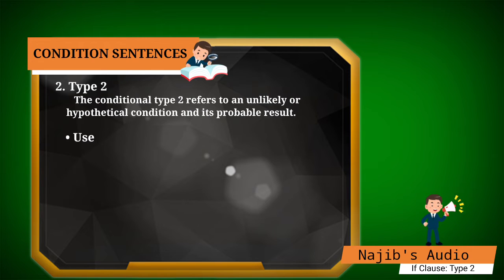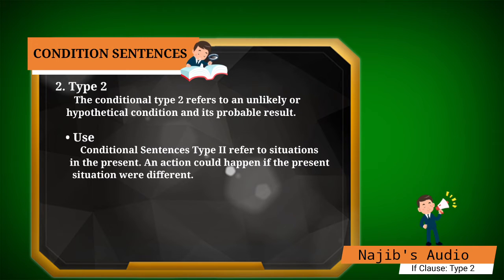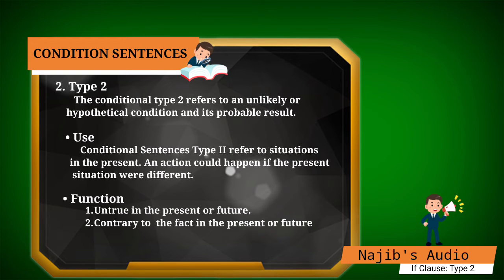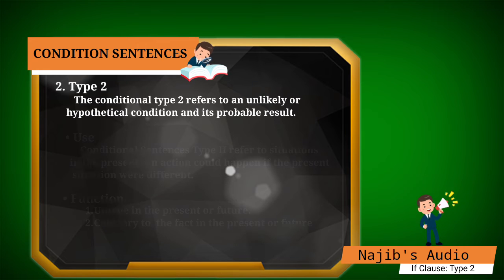How about the use of conditional sentence type 2? It refers to situations in the present. An action could happen if the present situation were different. I don't really expect the situation to change. However, I just imagine what would happen if it did. How about the function? The first function is untrue in the present or future. And the second one is contrary to the fact in the present or future.